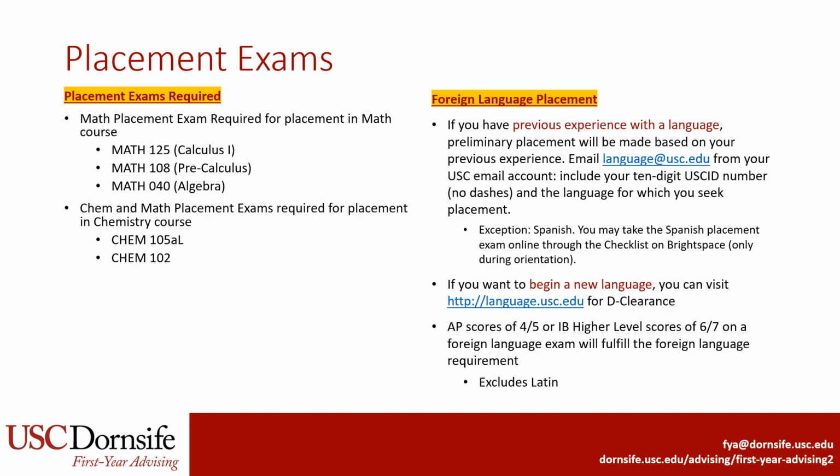language courses. If you have previous experience with a language, you may contact the Language Center for placement for your first semester. The exception would be Spanish, which requires a placement exam that you can access on Brightspace only during orientation. If you want to start a new language at level 1, you may request clearance for level 1 of the language. Please note that the Language Center will confirm that you do not have academic experience in the language you are requesting level 1 clearance for.